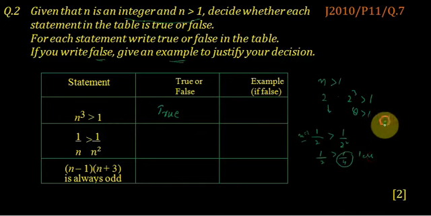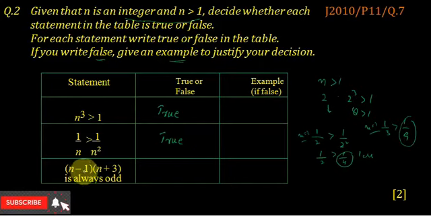Suppose we take 1 upon 3 and it becomes 1 upon 9, because n is equal to 3. So, 1 upon 9 is less than 1 upon 3. So, as the power increases in the denominator, the value decreases. So, it is true. It is also true.